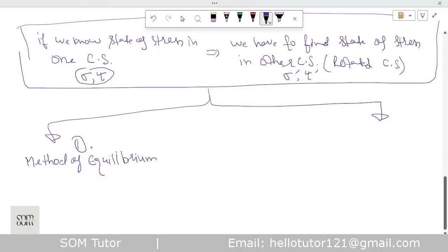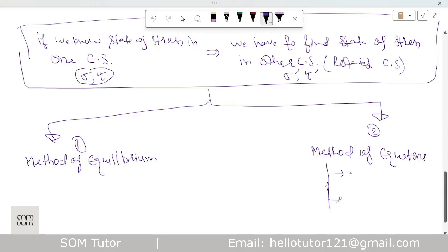So one method is the method of equilibrium. This is an analytical, thorough method, so basically we analyze it. The other method is where we derive some equations based on the method of equilibrium. We can simply call it method number 2, the equation method, or method of equations.